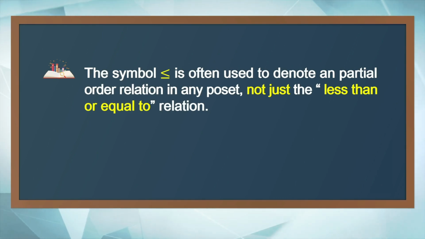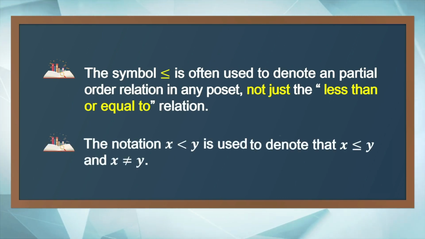This symbol is often used to denote a partial order relation in any poset, not just the less than or equal to relation. This symbol is used to denote that x is related to y, x is less than or equal to y, and x is not equal to y. In this case, we say x is less than y or y is greater than x.